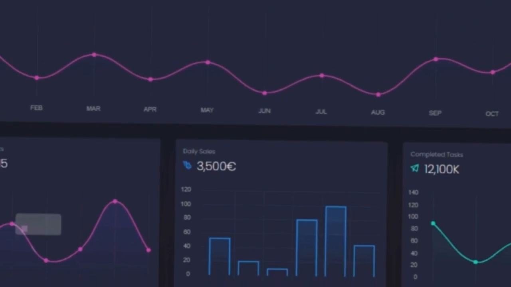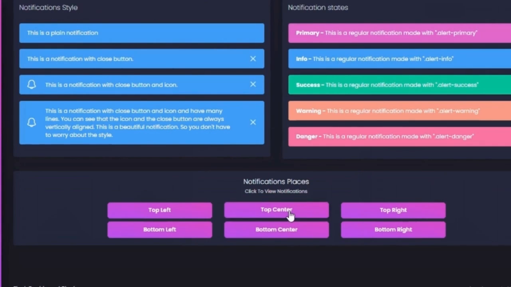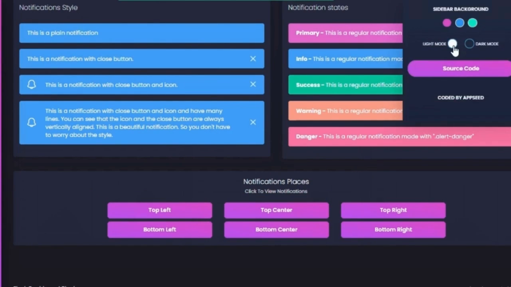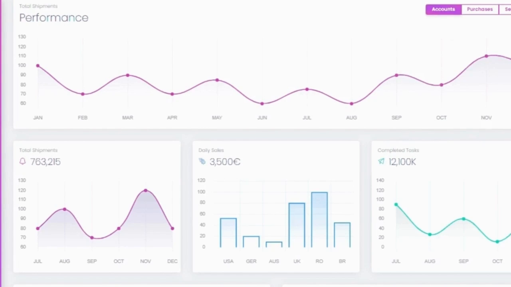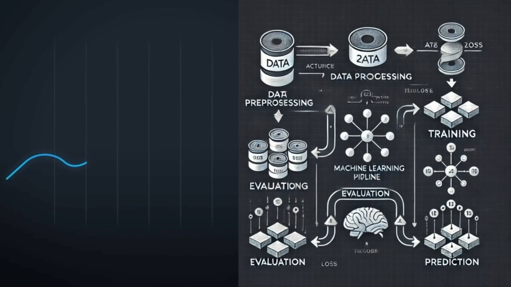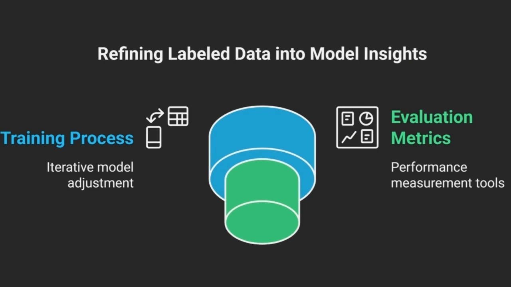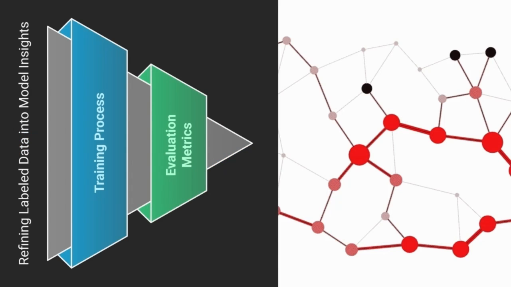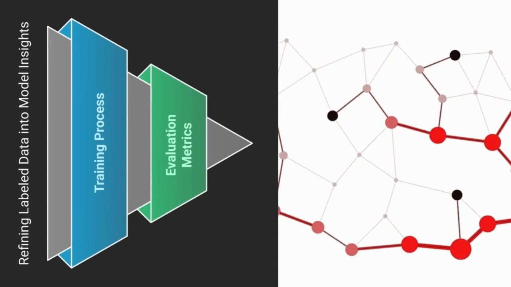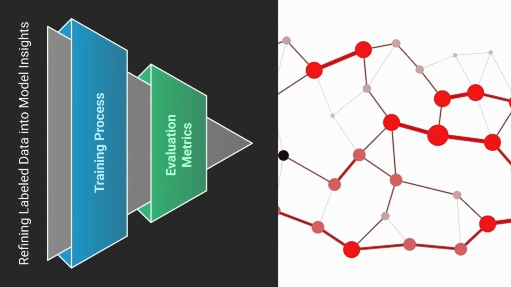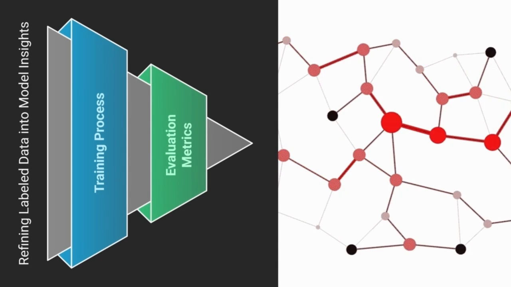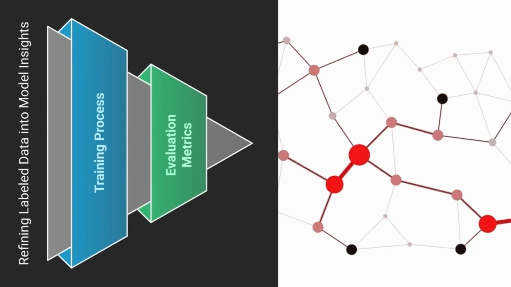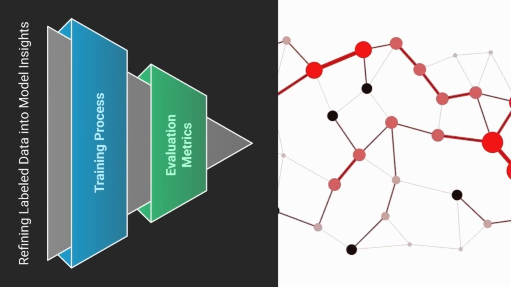Title: Core components of supervised learning. Supervised learning relies on three key characteristics that define its effectiveness. First, labeled data serves as the foundation, ensuring that every input has a corresponding correct output. Second, the training process involves iterative adjustments, allowing the model to minimize errors and improve accuracy. Finally, evaluation metrics such as accuracy, precision, recall, and root mean squared error, RMSE, are used to assess the model's performance. These core components collectively enable supervised learning models to make accurate predictions and generalize well to new data.